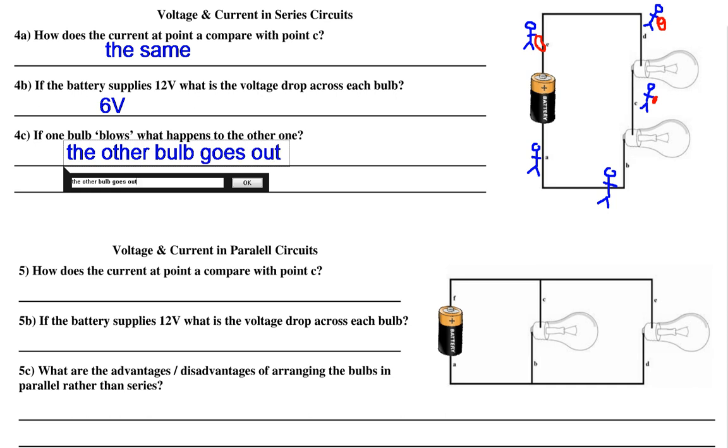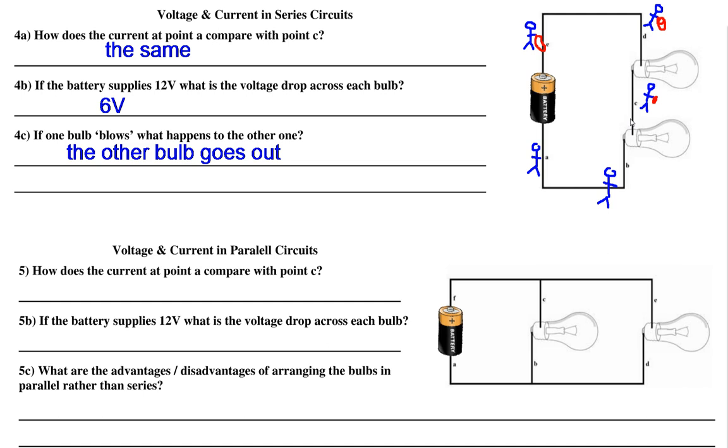And why is that? Basically because we wouldn't have a complete circuit anymore. When a bulb blows, the filament, so that's the little wire inside here, so electricity goes up and through this wire and back out the other side. This little wire breaks, and so we no longer have a complete circuit. So the other one would go out too.